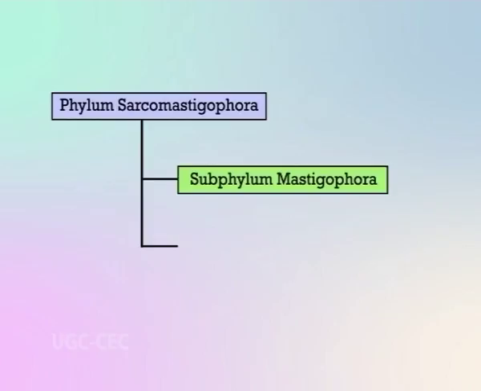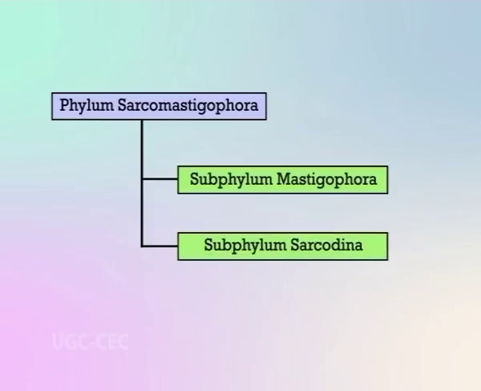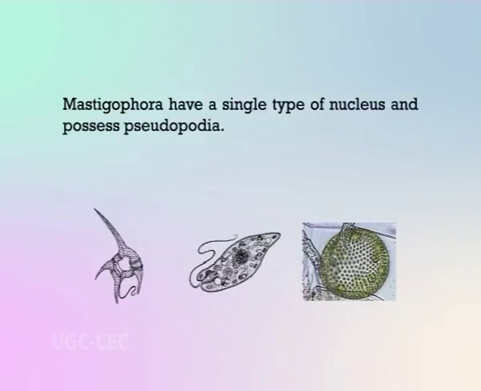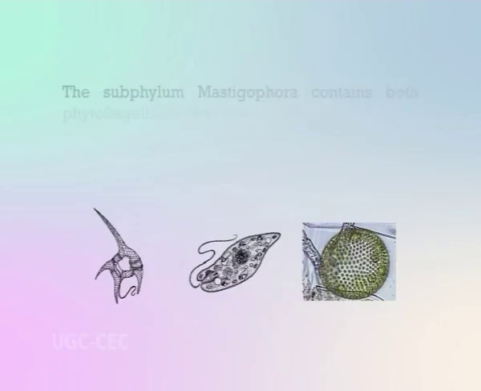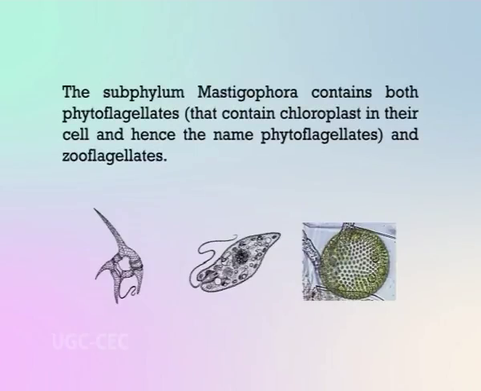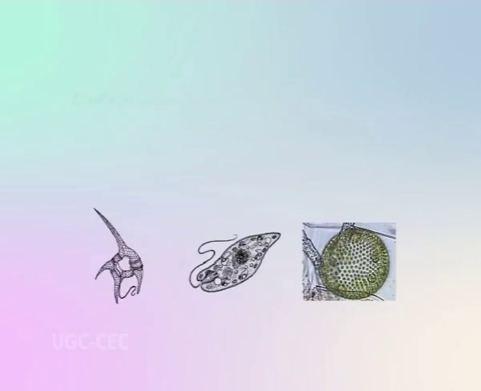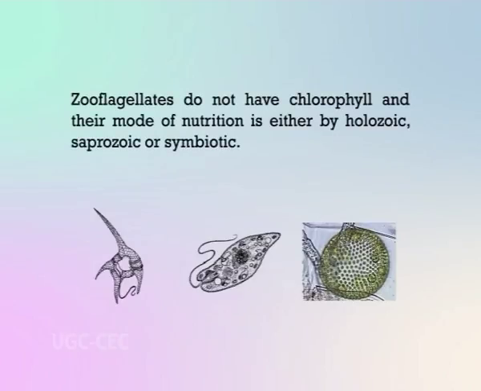So now we'll see the phylum Sarcomastigophora. In the phylum Sarcomastigophora, there are 2 subphyla, that is subphylum Mastigophora and subphylum Sarcodina. The subphylum Mastigophora contains both phytoflagellates, that means it contains chloroplasts in their cells, and hence the name phytoflagellates, and the zooflagellates.